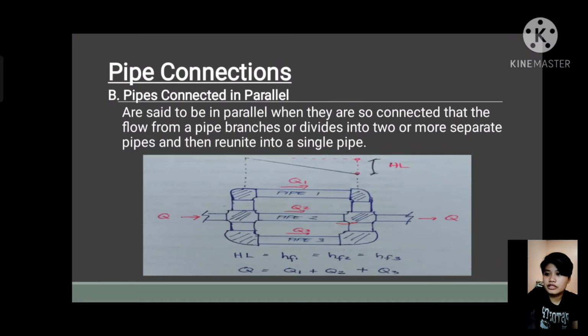So, next connection is pipes connected in parallel. Pipes are said to be in parallel when they are so connected that the flow from a pipe branches or divides into two or more separate pipes and then reunites into a single pipe. So, the total discharge is the sum of discharge in each pipe, and the total head loss is equal throughout the system. So, example 1.